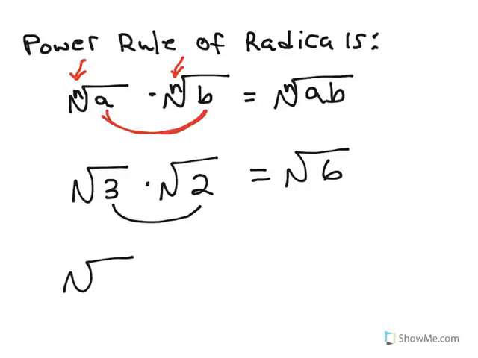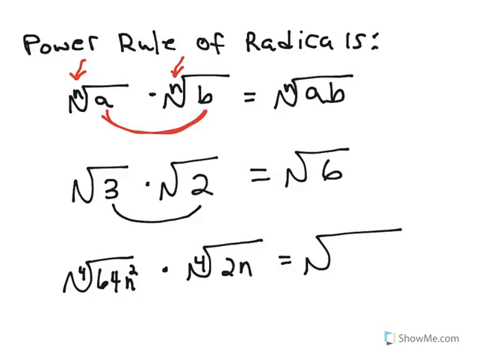And the fourth root of 64 n squared times the fourth root of 2n equals the fourth root of 64 times 2, which is 128, and n squared times n to the first power is n to the third power.